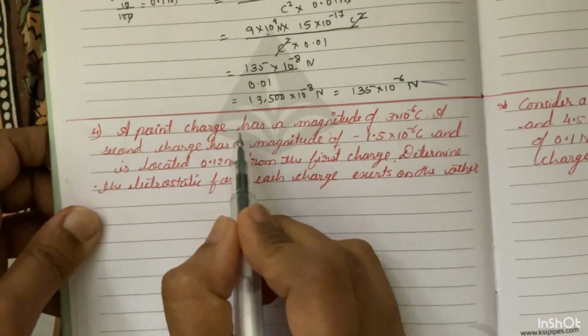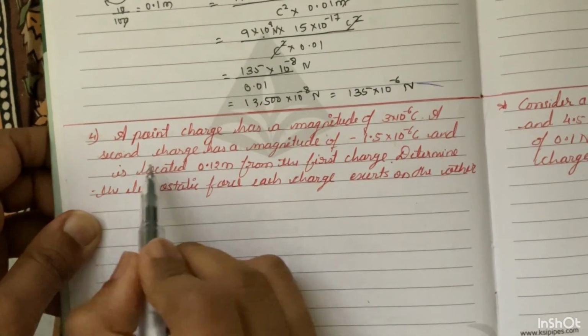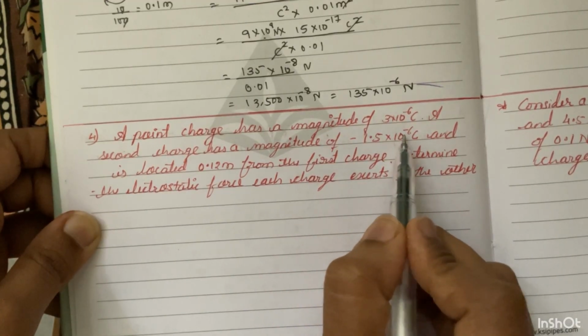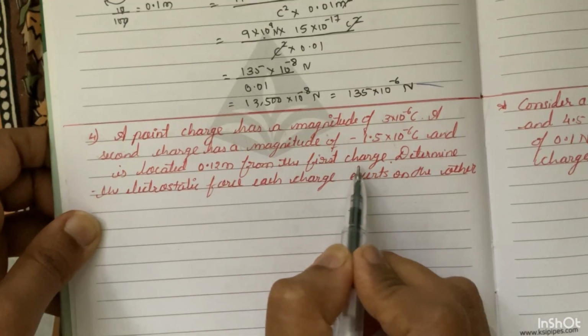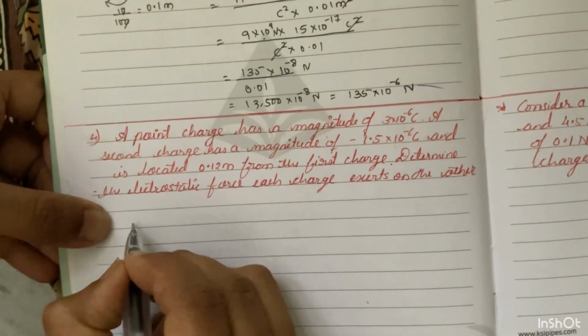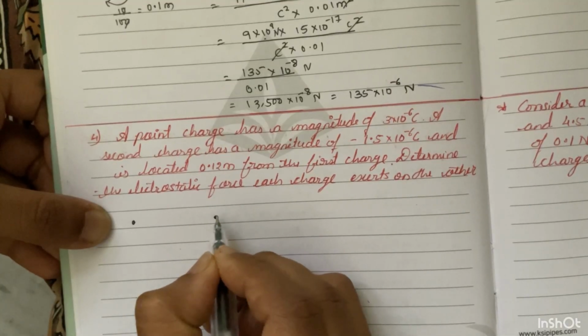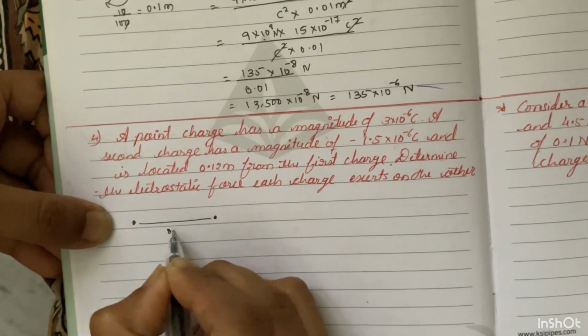A point charge has a magnitude of 3 into 10 raised to the power negative 6 coulombs, and the second charge has a magnitude of negative 1.5 into 10 raised to the power negative 6 coulombs and is located 0.12 meter from the first charge here. Okay, so let me write here. Here is the first charge and here is the second charge, and the distance it has from the first is 0.12 here.